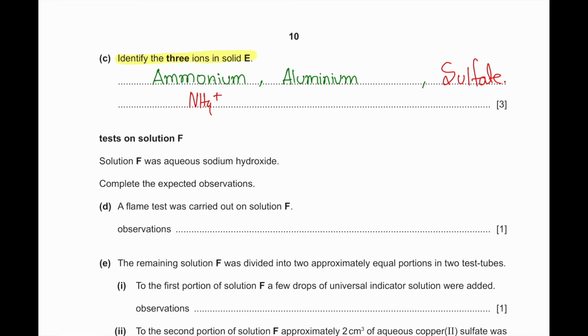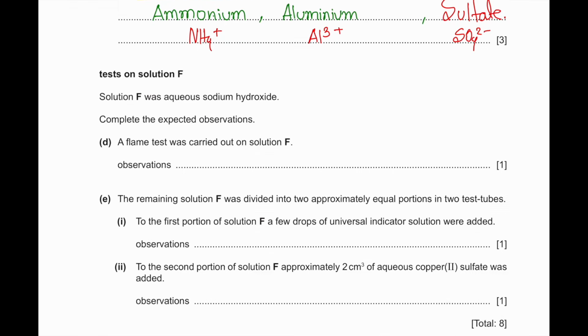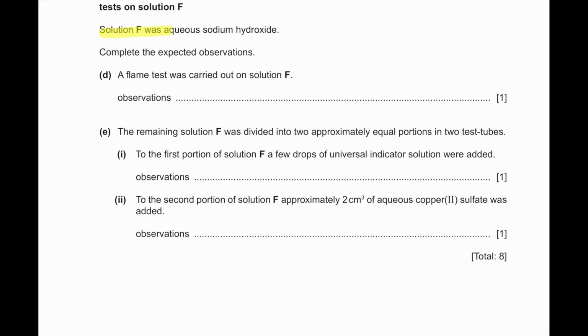Well, the formula is not necessary, but I'm just writing it. Test for solution F. Solution F was aqueous sodium hydroxide. So we already know there is sodium ion present, and we already know there is hydroxide ion present. Complete the expected observation. A flame test was carried out. Presence of sodium ion will give a yellow flame due to the sodium ion.